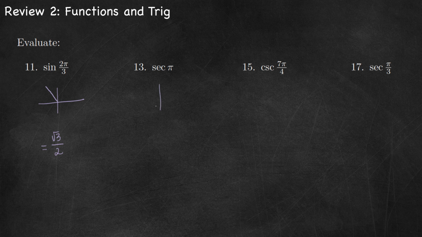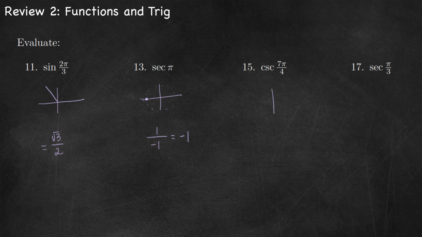Number 13, secant of pi. So pi is 180 degrees. That is here, if I'm thinking in terms of the unit circle. And secant is the reciprocal of cosine. So I know the cosine of pi is -1. I want the reciprocal, so 1 divided by cosine of pi. 1 divided by -1, which is just -1.